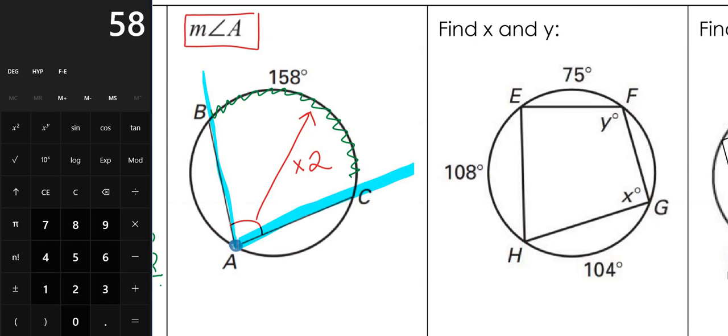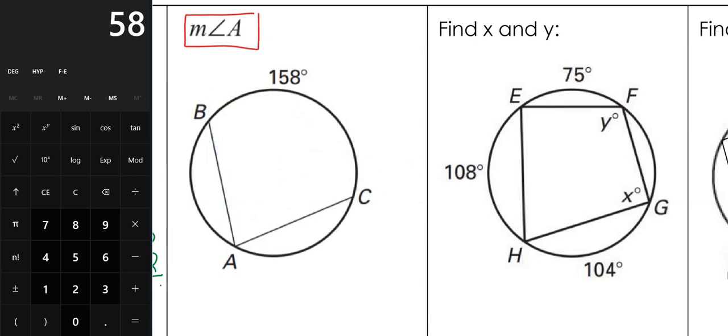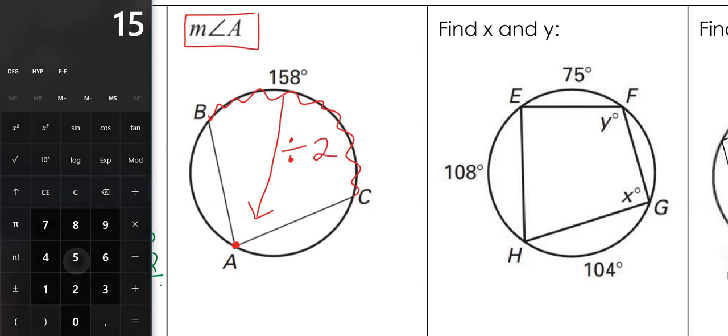To figure out what angle A is, you're going to take the arc BC, and as you pull it back towards your vertex, instead of multiplying by 2, you're going to divide by 2. In the calculator, do 158 divided by 2, and you get 79. So in this case, since we were given the arc, to figure out the angle, you have to divide it by 2 to get back to that angle. That's our answer, 79 degrees.